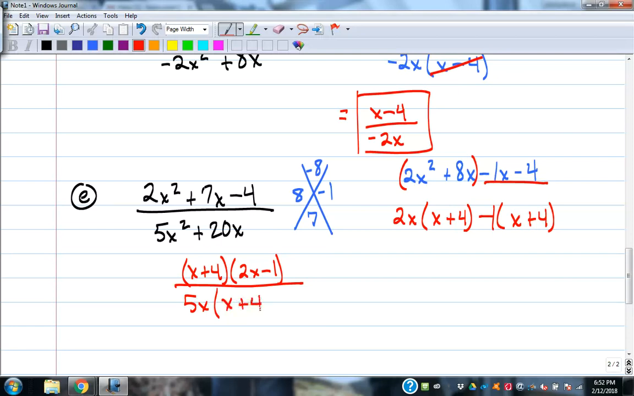X plus 4. Well, that's nice, because now what cancels? X plus 4's cancel each other out. This is 2x minus 1 over 5x. The key is canceling factors after you factor. You got to factor everything first and then start looking for things that match.